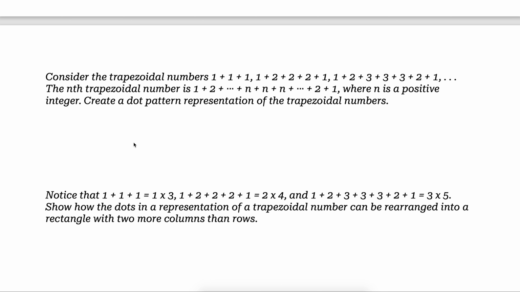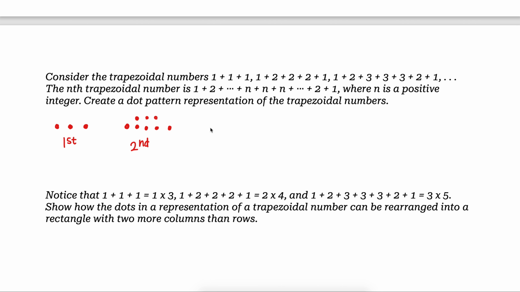So the first one can be represented with 3 dots. So 1, 1, 1. So there's your first trapezoidal number. The second trapezoidal number, and you can see up here the representation with numbers. So you've got 1, then 2, 2, 2, and then a 1. So there's our second trapezoidal number. So you can see that trapezoid shape. Mine's not real perfect, but you get the idea.